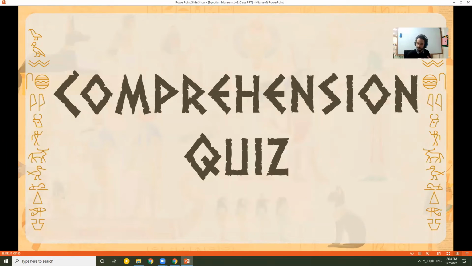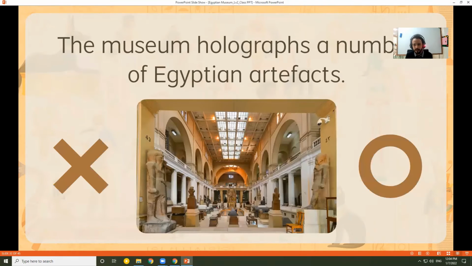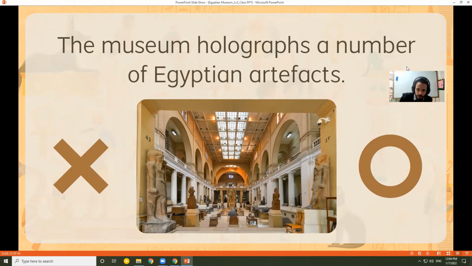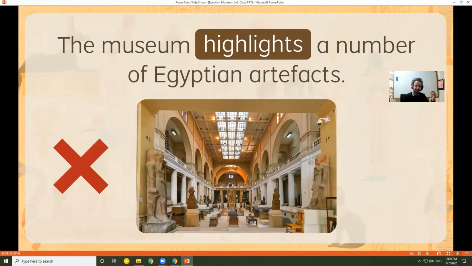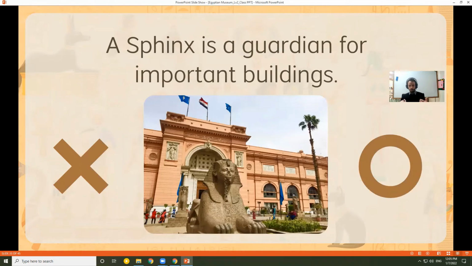Awesome, guys. All right, so let's see if we can remember what we learned today. True or false? The museum holographs a number of Egyptian artifacts. The museum holographs a number of artifacts. Is this true or false? This one is false. The museum highlights a number of Egyptian artifacts. A sphinx is a guardian for important buildings. True or false? This one is true. The Sphinx is seen as a guardian for important buildings like the museum.